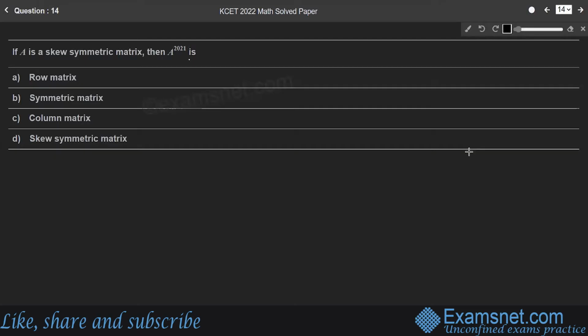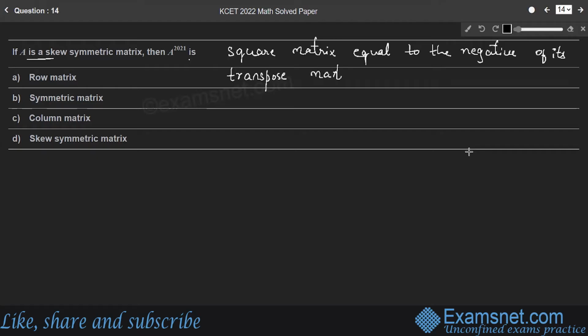Question number 14. If A is a skew symmetric matrix, then A raised to 2021 is. Students, a skew symmetric matrix is a square matrix that is equal to the negative of its transpose matrix. Transpose matrix means the matrix obtained by interchanging rows and columns.